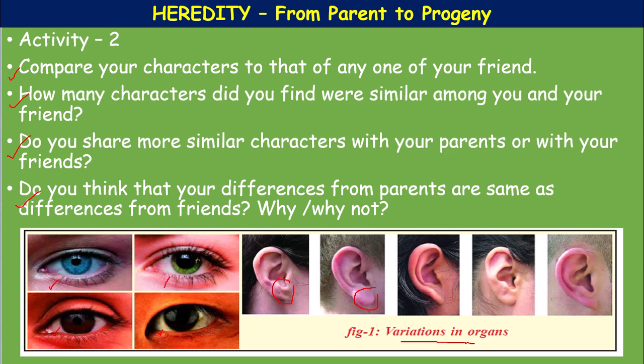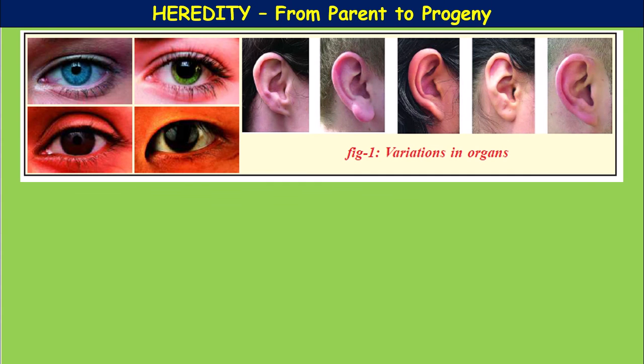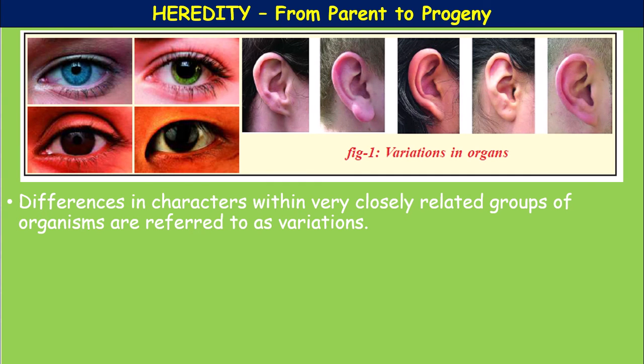Variations means the changes, the differences you identify in the characters. Variations may be defined as the differences in characteristics shown by the individuals of a species and also by the offsprings or siblings of the same parents. So, these variations you keenly observe. What are variations? Differences in characters within very closely related groups of organisms are referred to as variations.